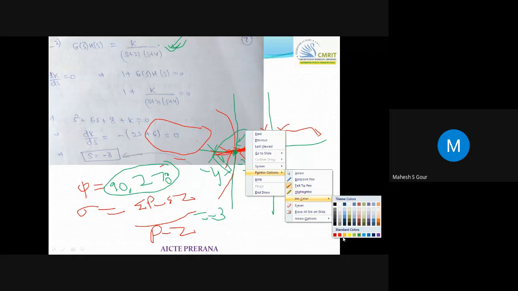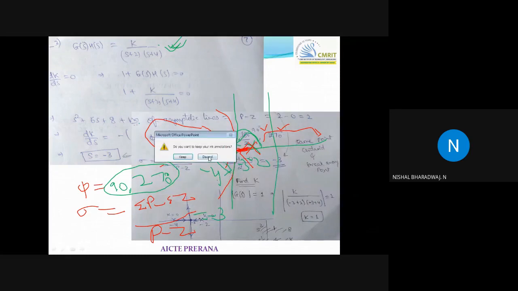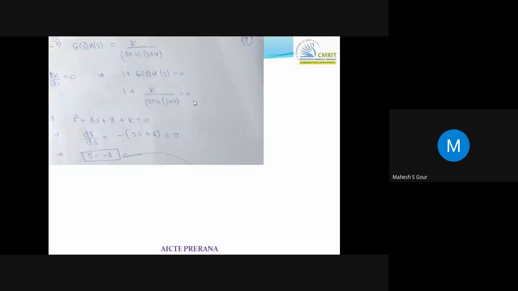Sir, the centroid is -3, sir. How? Summation of poles will be -9, no, sir? How? There are only 2, no? -3 and -4. Okay, sorry, I was seeing the other one. So I hope you got the angles as 90 and 270, and the centroid will be -3. That is -2 and -4. There is no zero, so it will be divided by 2, so it will be -3. Correct?